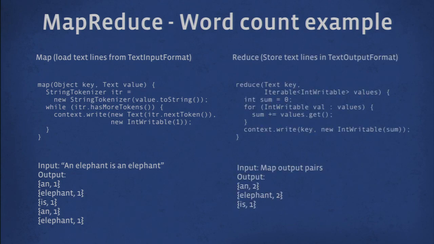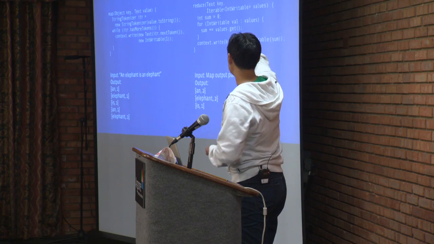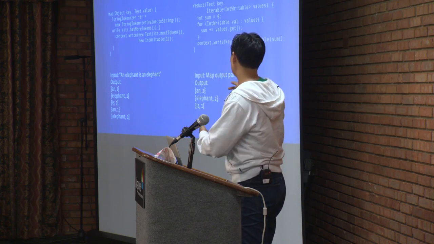Now reduce, what happens is I then take that information and I just group it together. It's kind of like a group by in a SQL query. So for every single key I have, it's going to group those values together, and then you can just add them up. So what I end up with is an is 2, elephant is 2, is this 1.